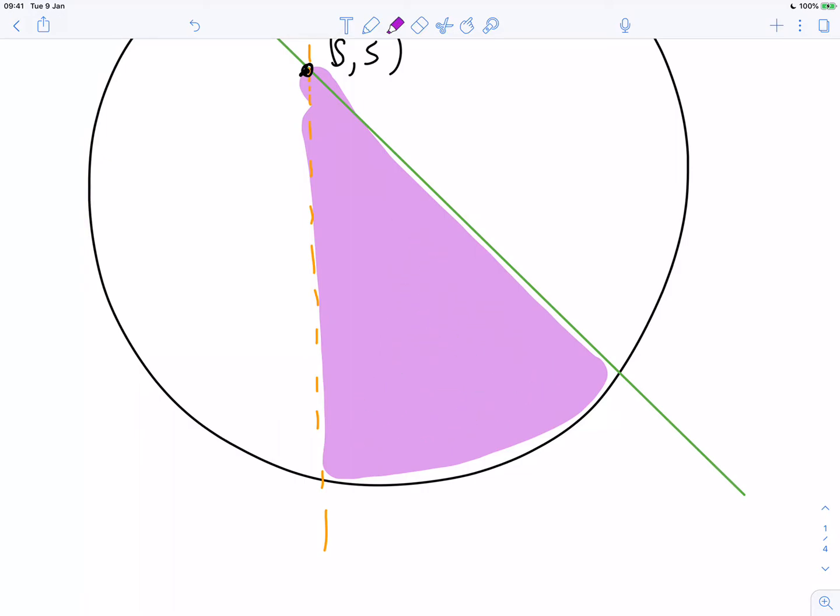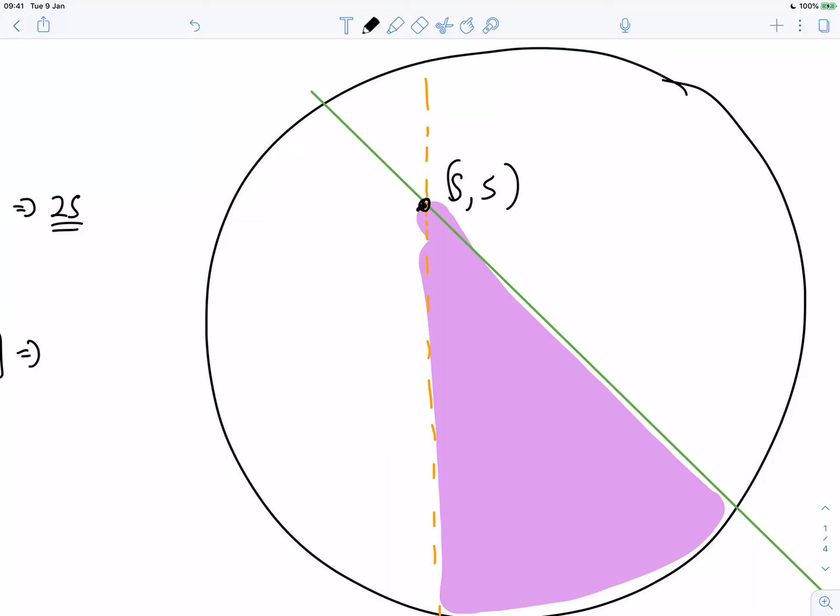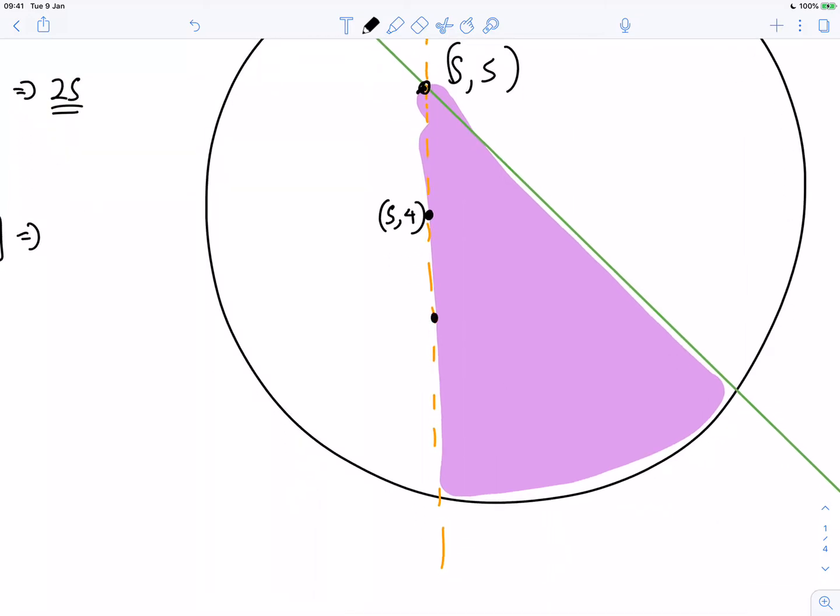Okay, what we're going to do is form a little grid. So let's suppose we go down to the next integer. This would be 5, 4. Then if we go down to the next one, it's going to be 5, 3, and then 5, 2, and so on. Question: 6, 4, is it on this green line? Yes, it is, because 6 plus 4 equals 10.